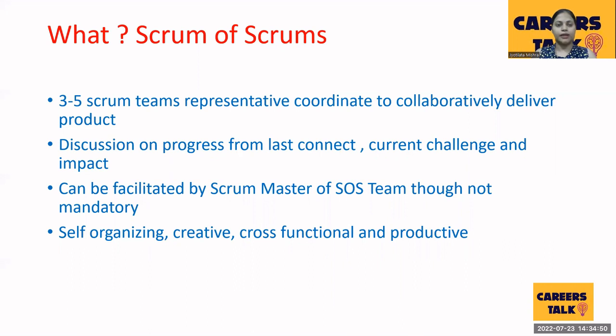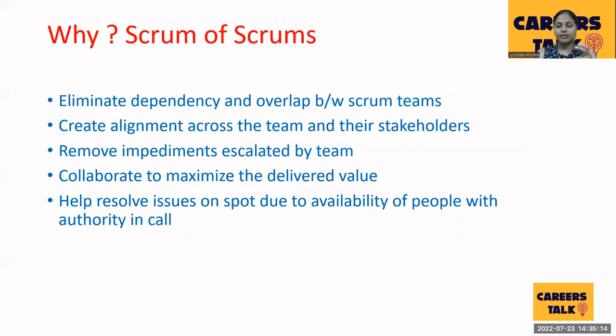As I mentioned, the idea is to ensure that even the teams which are working toward a common goal, common initiative or program are self-organizing. There is a cross-functional discussion happening, and the discussion we are having in Scrum of Scrum has to be productive. Now, let's understand why we need Scrum of Scrum.